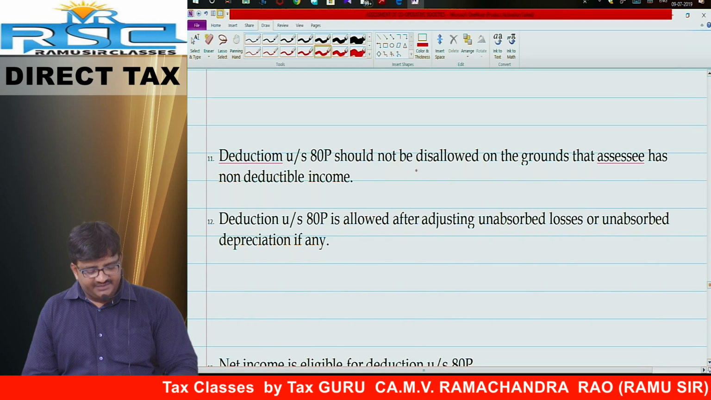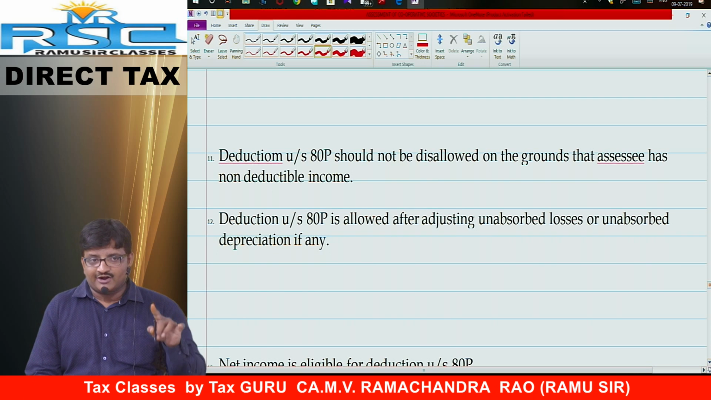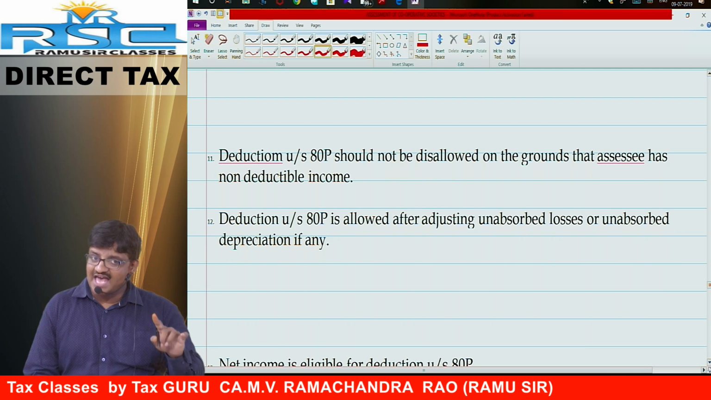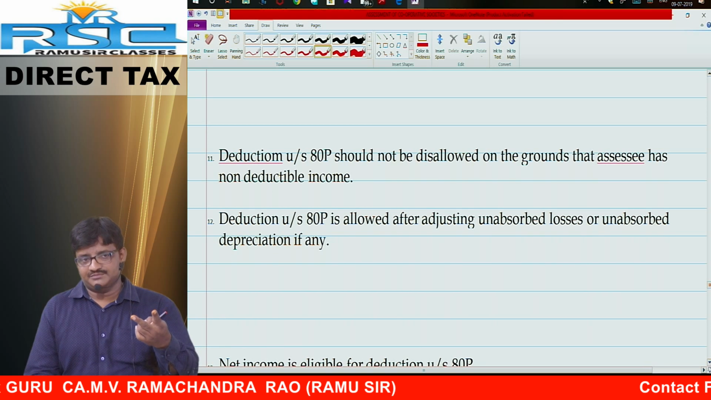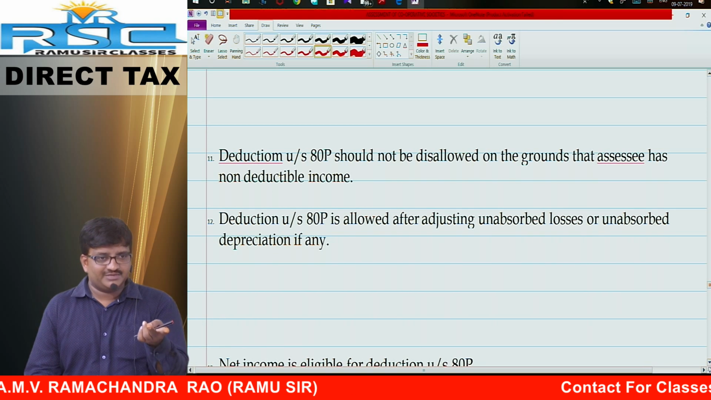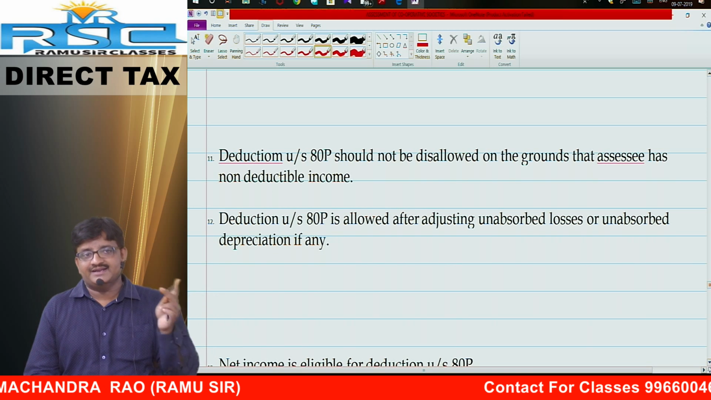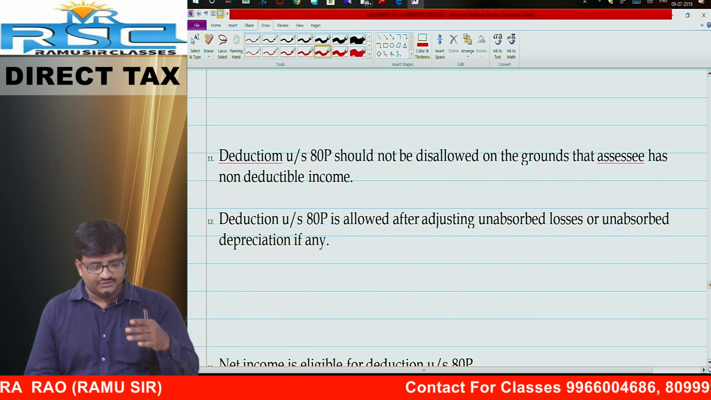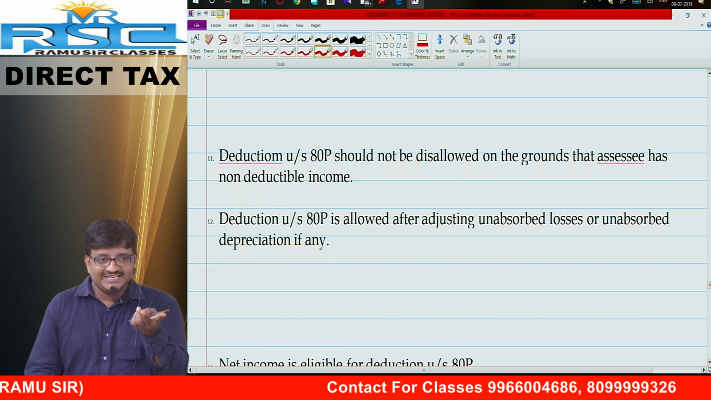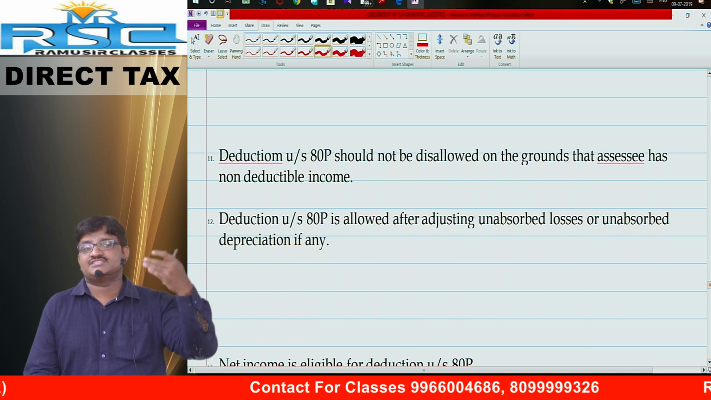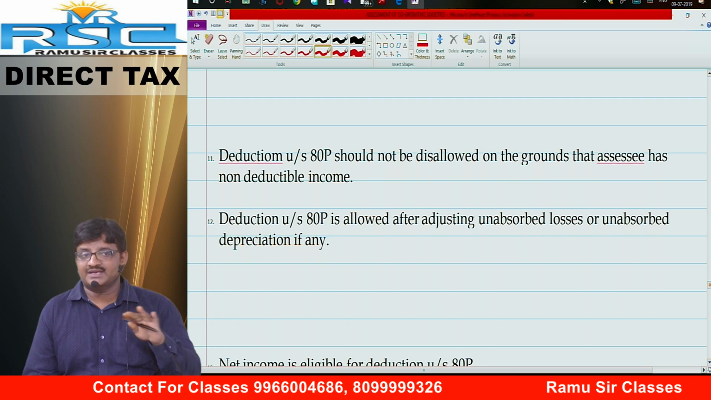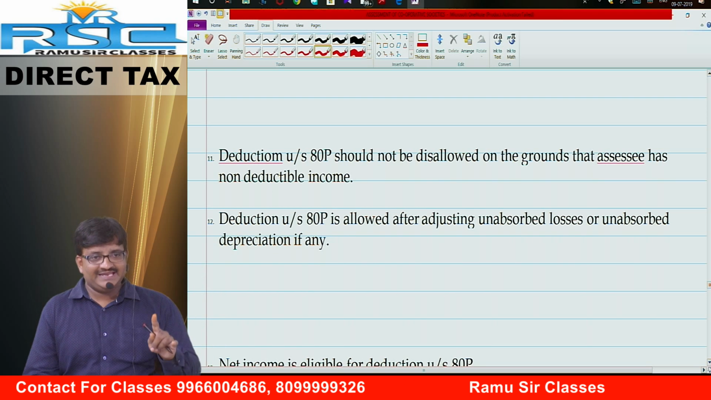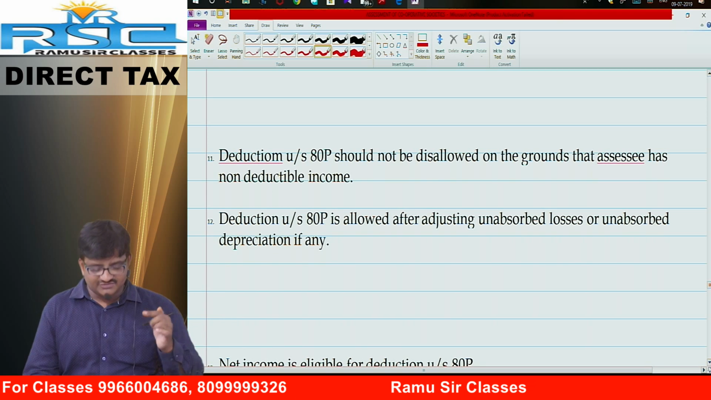Next one, deduction under section 80P should not be disallowed on the ground that the society has taxable income. You can have taxable income as well as non-taxable income. If you have deductible income, deduction is allowed for that income. For non-deductible income, deduction is not allowed. So if you have both incomes, the assessing officer cannot disallow the deduction on the ground that you have non-deductible income. Nothing wrong if any cooperative society has deductible as well as non-deductible income.